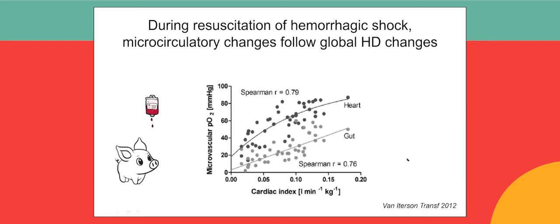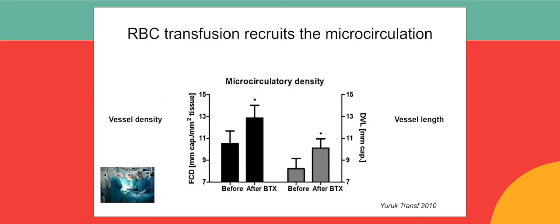So what about hemorrhagic shock in animals that are transfused? Here again, you can see that there's an increase in the cardiac index, and this correlates also with an increase in the microvascular oxygen tension in the gut as well as in the heart. So important organs, and again, these microcirculatory changes also follow the macrohemodynamic parameters.